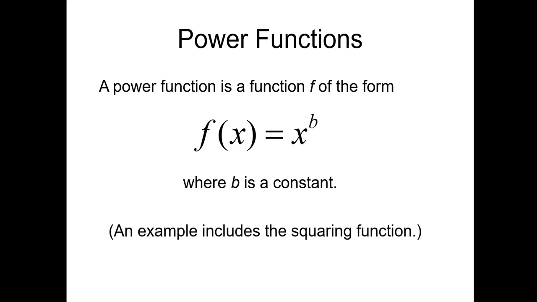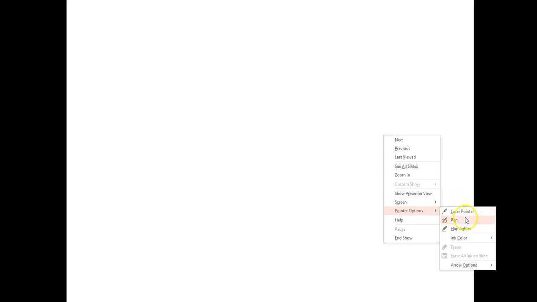Starting with power functions. A power function is a function of the form f of x equals x to the b, where b is a constant. So in other words, you have x raised to some exponent, and then that's a power function. And what you're going to have to be able to do with power functions is evaluate them and also be able to sketch graphs. So let's first look at an example where we're going to be doing some evaluating.